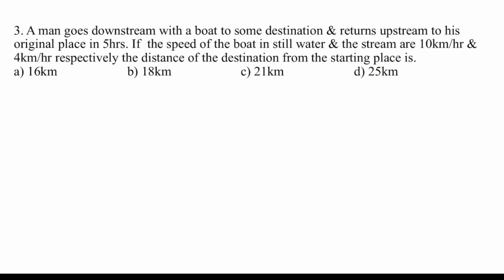Next one. A man goes downstream with a boat to some destination and returns upstream to his original place in 5 hours. If the speed of the boat in still water and the stream are 10 km per hour and 4 km per hour respectively, the distance of the destination from the starting place is. So we'll solve this problem in 2 ways. One is the traditional method and next I will show you the short trick. We'll do the short trick here.